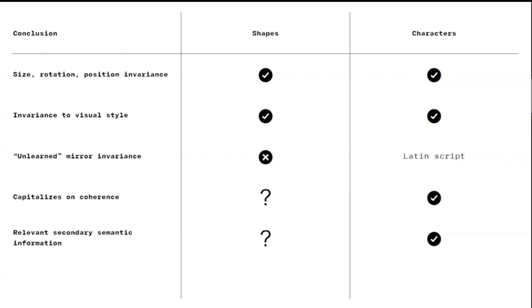We don't know whether shapes generally capitalize on coherence, but we know for sure that characters do. And we don't know whether there is important iconic secondary semantic information in shapes, but again, in characters, we know there is some. So yeah, that's all from us for today.